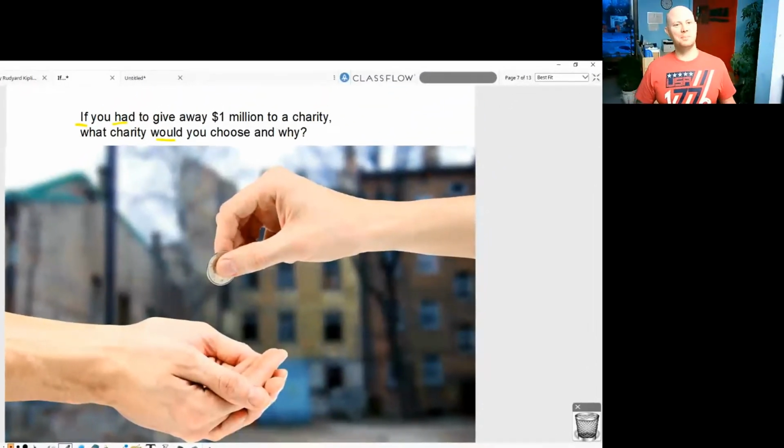Okay, so my example answer would be, if I had to give away $1 million to a charity, I would choose the Red Cross because they help people when they are in a time of need, in an emergency.